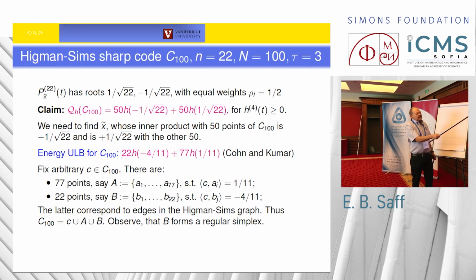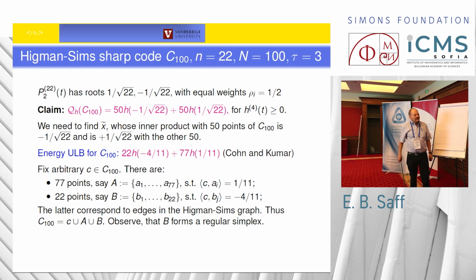And so in other words, we need to find this magic point x tilde. There'll be hundreds of them, I think, right? Because the weights are 1/2, you have 50 points where the inner product is -1 over the square root of 22, and 50 points where it's +1 over the square root of 22. So the challenge was to find this x tilde, and that turned out to be substantial.